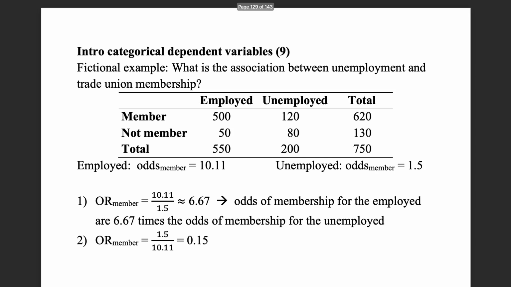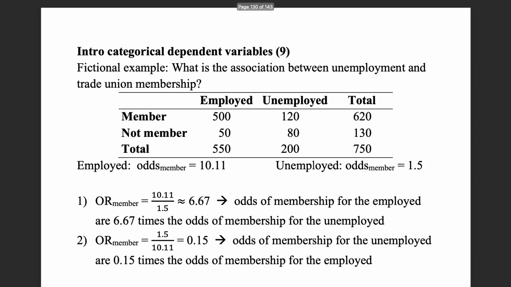As a matter of fact, we could also calculate that ratio: 1.5, the odds of membership for the unemployed persons, divided by the odds of membership for the employed persons. That gives us the number 0.15. What does that number mean? Those are the odds of membership for the unemployed compared to the employed. So in other words, the odds of membership for the unemployed are 0.15 times the odds of membership for the employed. In other words, unemployed persons are relatively less likely to be members of trade unions than employed persons, because the odds ratio that we find is 0.15.